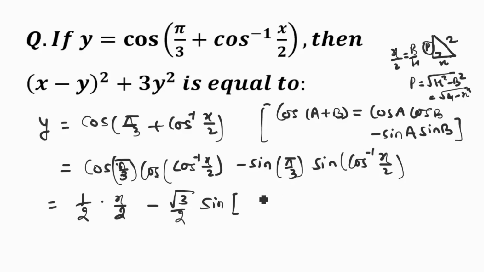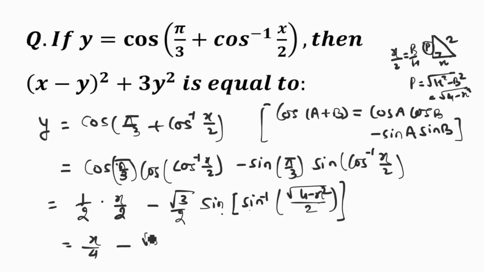So I can write this in terms of sine inverse. The p by h, so p is root of 4 minus x square, divided by h, that is 2. Now sin of sin inverse is the same, so this will be equal to root 4 minus x square by 2. So now I can write this as x by 4 minus root 3 by 2 times root 4 minus x square divided by 2. This is equal to y.